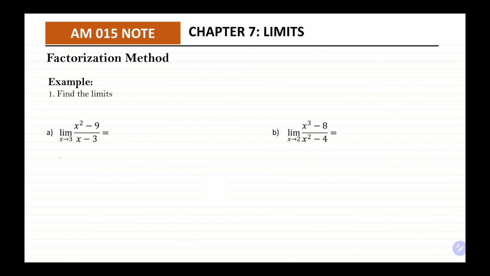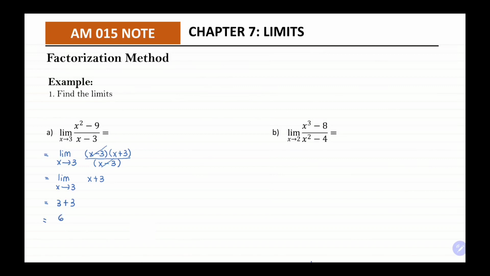I need to factorize this one, so we have limit x approaches 3, x squared minus 9 is (x minus 3)(x plus 3) divided by x minus 3. Okay, as long as I don't substitute the value x equals 3 into the function, the limit must be copied. So factorize and cancel out, and I'll get limit x approaches 3, x plus 3. Last, we substitute the value of x into the function, then we get 3 plus 3, so equals 6.